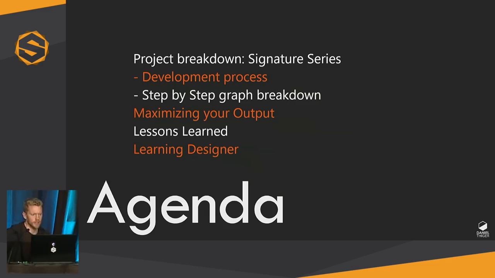So this is the agenda of this talk. We're going to talk about the signature series project I did for Allegorithmic and step through the development process on my side. And we're going to step through a graph and show you how it's set up. And I have a section about maximizing your output, how you can use Designer to boost your productivity. And I get a lot of questions about how I learned Substance Designer, so I'm going to step through those in the last two sections.